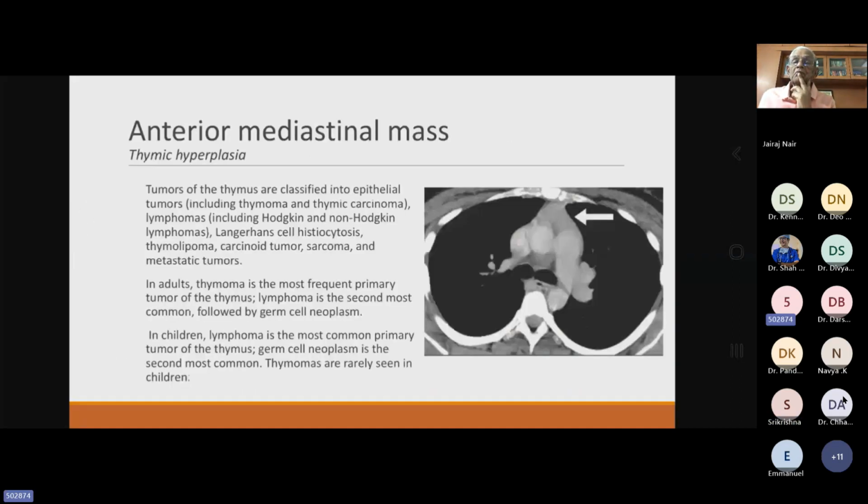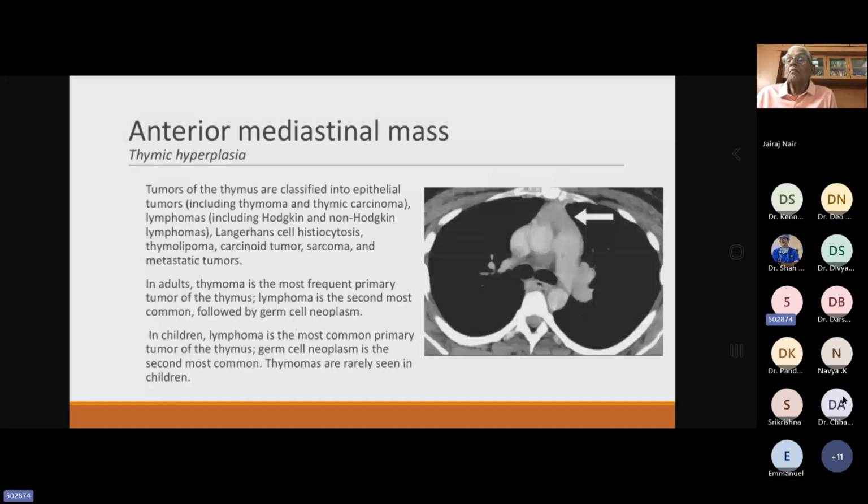Tumors of the thymus are classified into epithelial tumors, including thymoma and thymic carcinomas, lymphomas, including Hodgkin's and non-Hodgkin's lymphoma, Langerhans cell histiocytosis, thymolipomas, carcinoid tumor, sarcoma, and metastatic tumors. In adults, thymoma is the most frequent primary tumor of the thymus. Lymphoma is the second most common, followed by germ cell neoplasm. In children, lymphoma is the most common, followed by germ cell tumors, and thymomas are rarely seen.